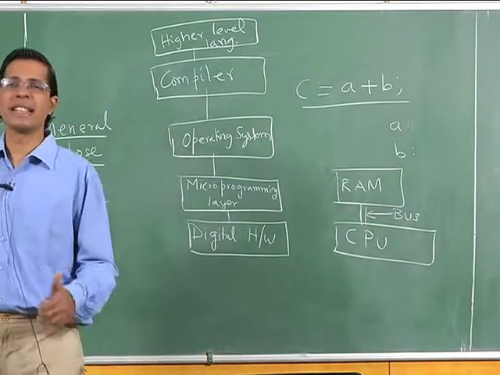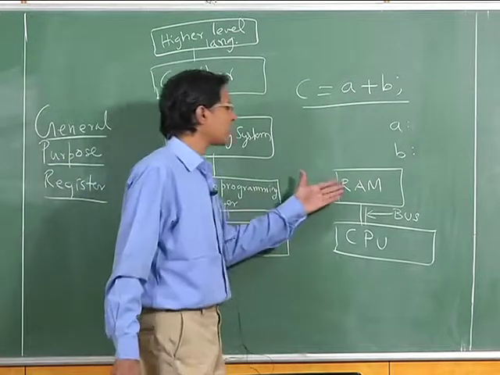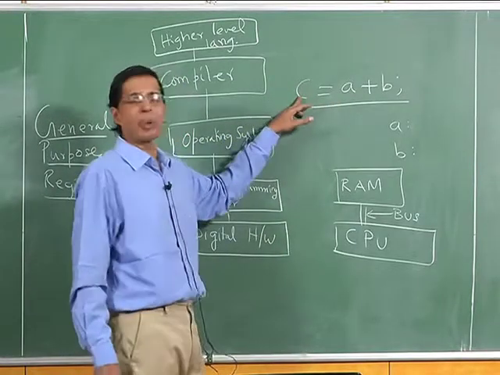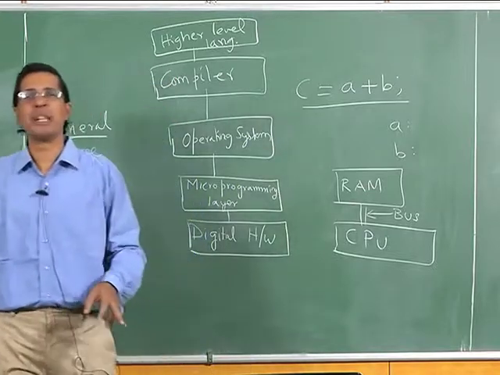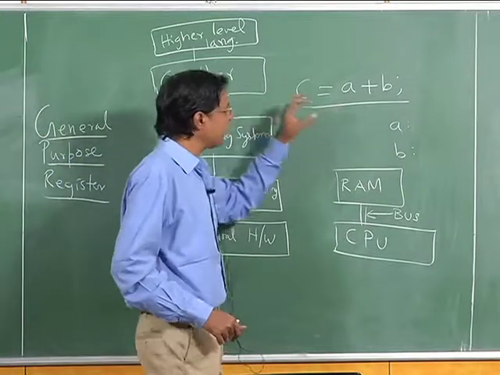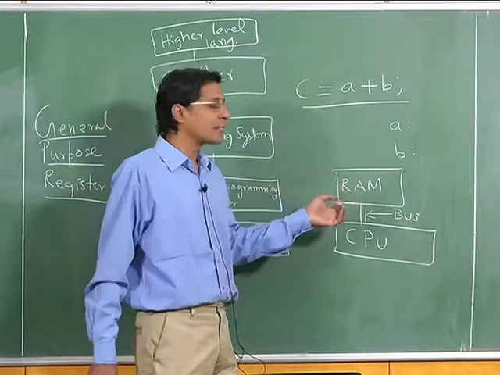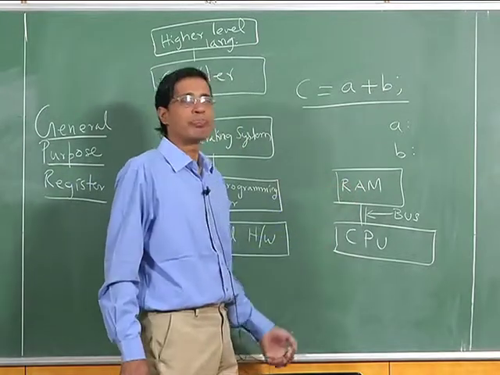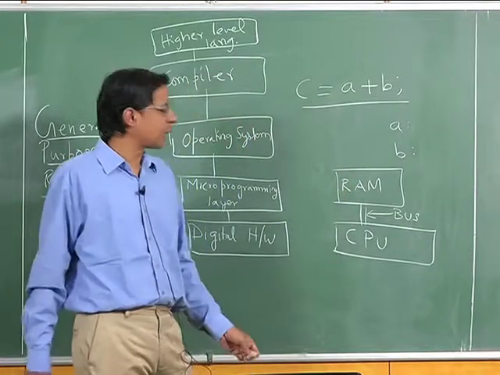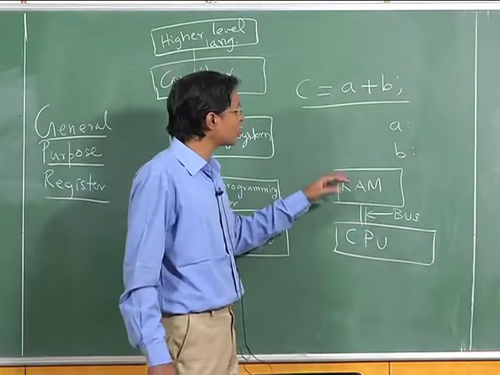All the instructions and the data necessary for the instructions to execute are initially stored in the RAM. For example, the moment you write a program C equal to A plus B, compile it and start executing it, this entire program is loaded into the RAM. Then the instructions are fetched from the RAM, the data for these instructions are also fetched from the RAM, and they are executed in the CPU and the results are stored back into the RAM.